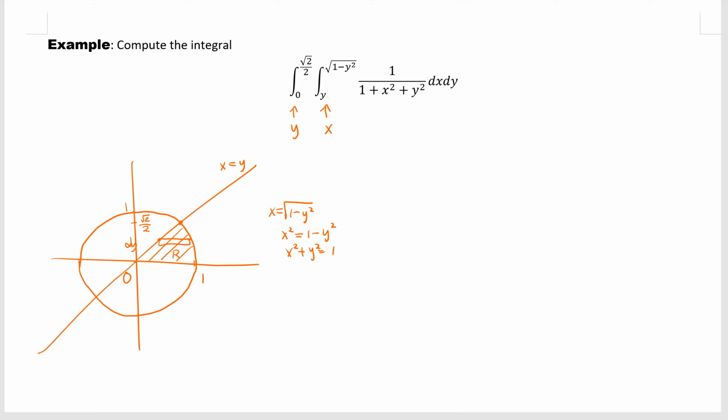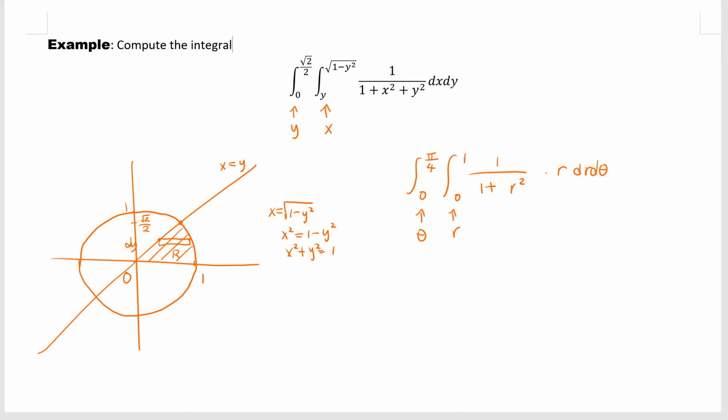Okay, so now let's change it to polar coordinates. We replace the function by r squared, and the area differential is r dr d theta. Now r goes from 0 to 1, but theta goes from 0 to, any guess? Which angle? Pi over 4. Right, everybody? Now you can see they are just constants. r and theta are just between two numbers.